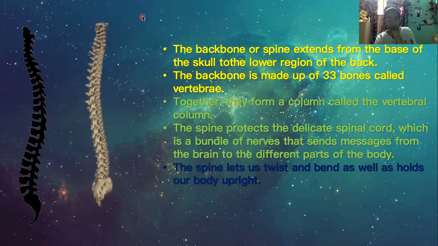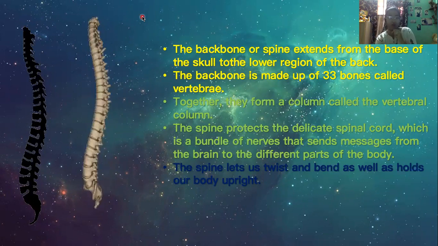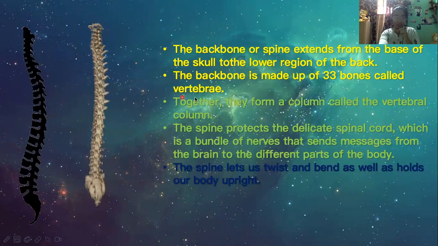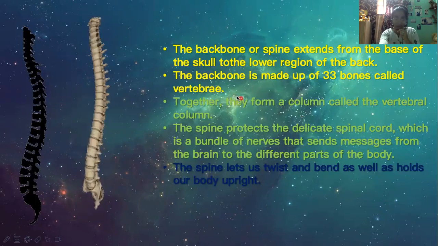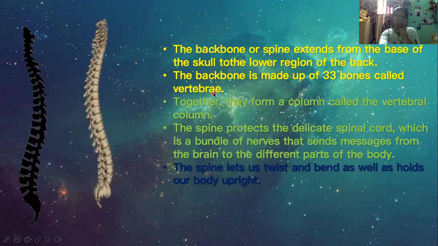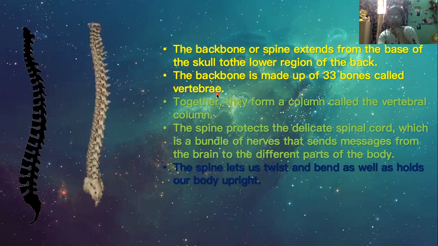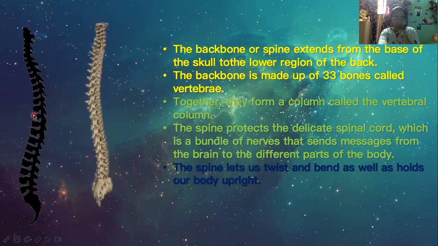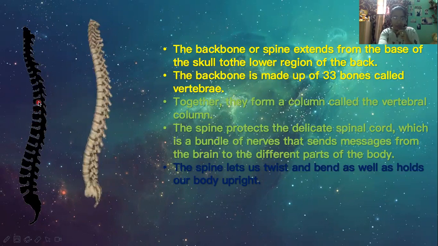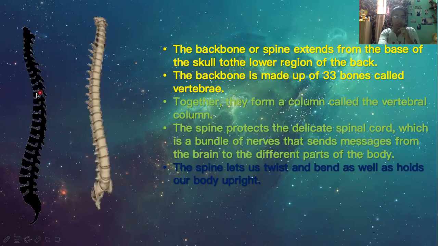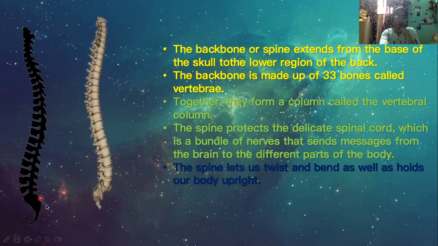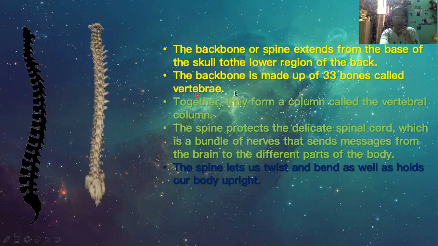Now, what is backbone? It is actually a composition of 33 small bones, which are called vertebrae. When you see this term, vertebrae, that means it is plural. See, each of these bones, if you look at the screen, I'm highlighting them and showing it to you. Each of these individual sections is a vertebra, and when they come together in one long chain, they are together called vertebrae.